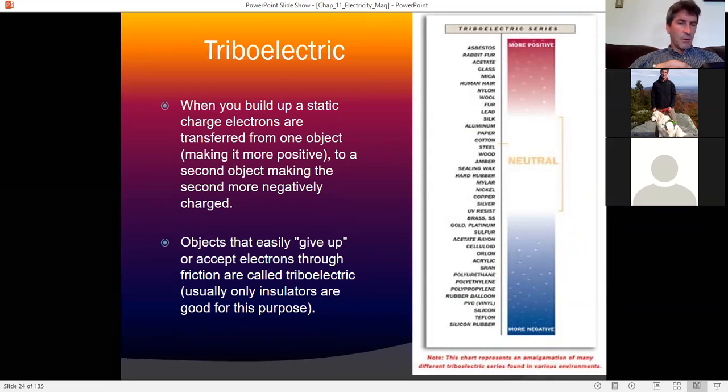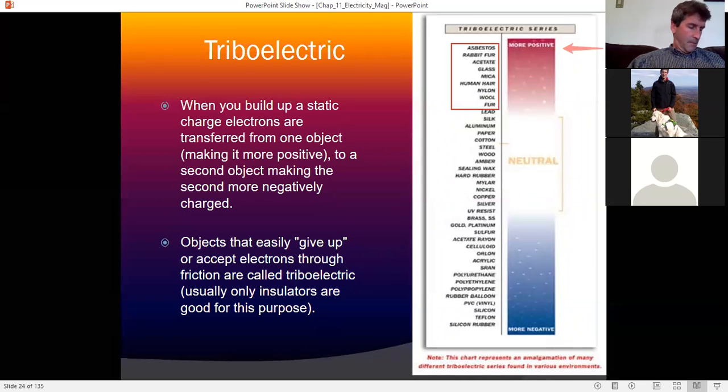And this chart here shows materials which tend to give up their electrons to be at the top of the chart, okay? Asbestos, rabbit fur, acetate, glass, mica, human hair, nylon, wood, fur. All of these like to give up their electrons. So when I comb my hair, the hair on my head gives up its electrons and tends to become more positive as I comb it.